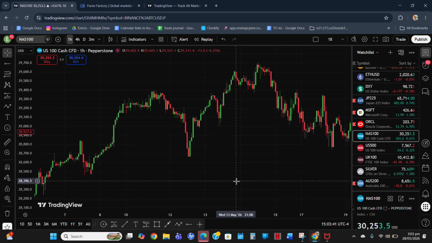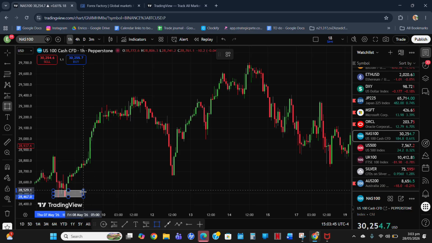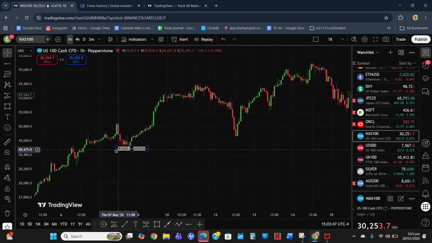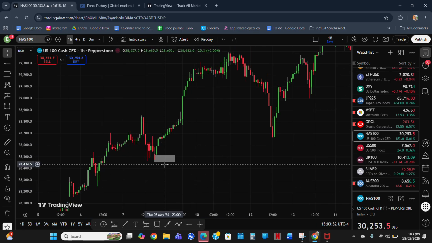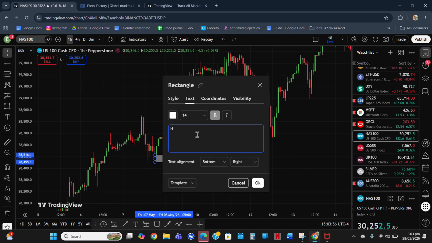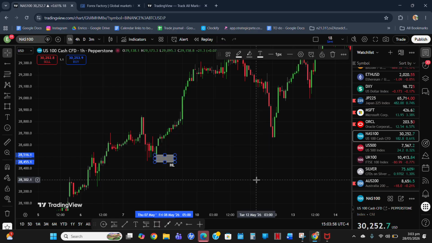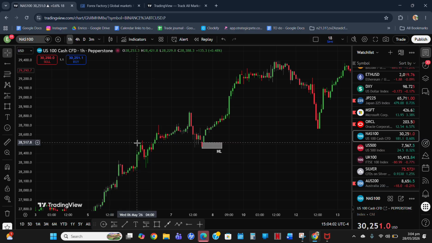Now, this right here, this is going to be a higher low, right? Within the market. This is your higher low. Let me just label this as well. HL, or higher low. Why is this our higher low? Now, this is our higher low.